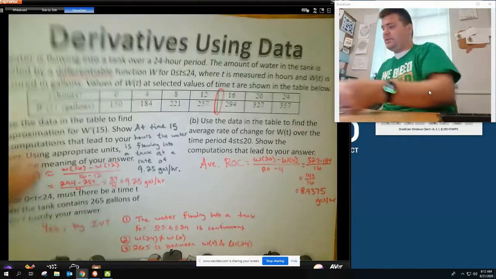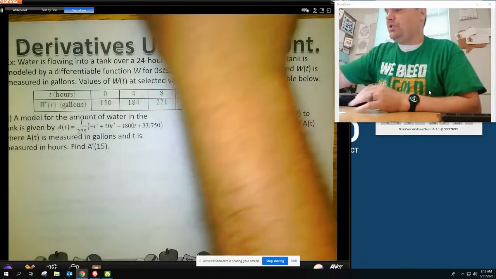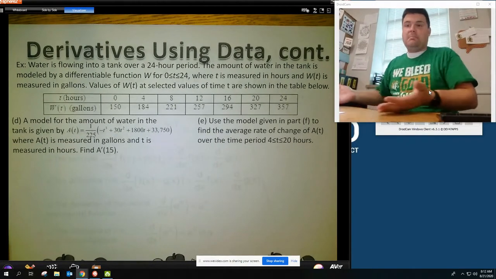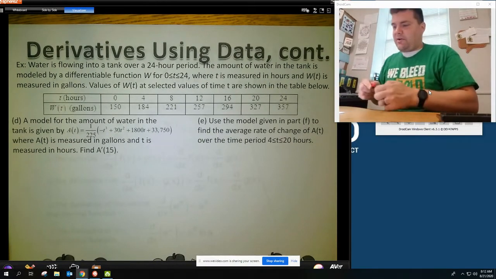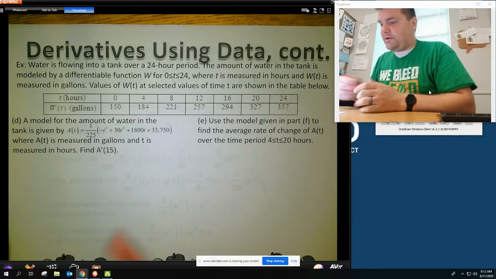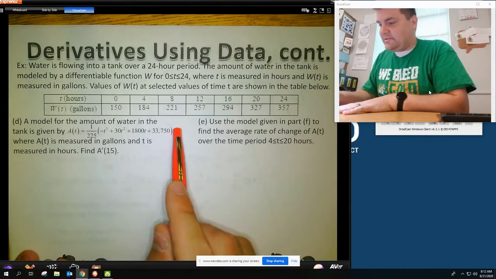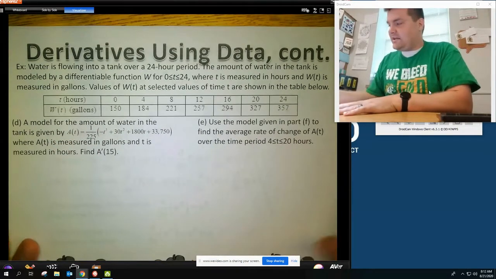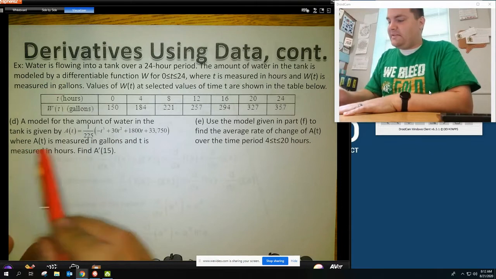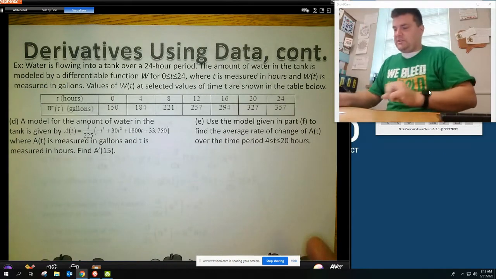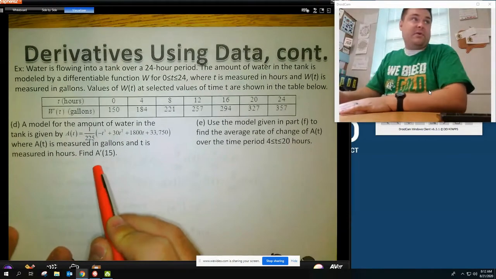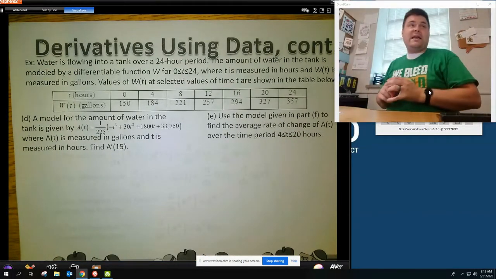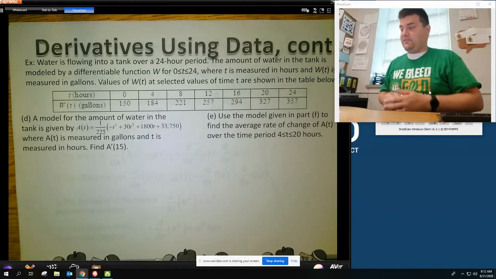All right, and I think we're going to get to the part where I'm going to start showing you some of this calculator stuff. Okay, so this is the same problem, same prompt, just 2 different parts. So now a model for the amount of water in the tank is given by this. They're showing you just a different model. It could be a different tank. They don't really specify that. Where A of t is measured in gallons and t is measured in hours. Okay, find A prime of 15. Now, since this is a calculator problem and they're giving you a calculator in your hand, you can use your calculator to find this derivative.